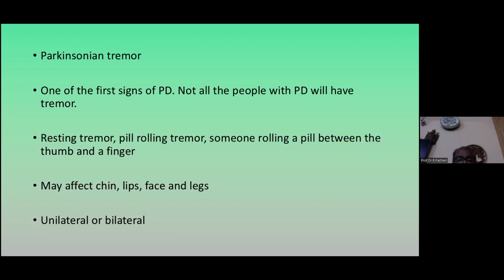It may affect the chin, lips, face, and legs. So when you see a resting tremor in a Parkinson's patient, look at their chin, look at their face, look at their lip, and look at their legs. They can have tremor in other parts of the body, and they have this classical kind of tremor, and it happens at rest. It's usually unilateral. Sometimes it can become bilateral, and when it progresses and the manifestation of Parkinson's becomes severe, sometimes it can stick to unilateral. So it can be unilateral or bilateral.